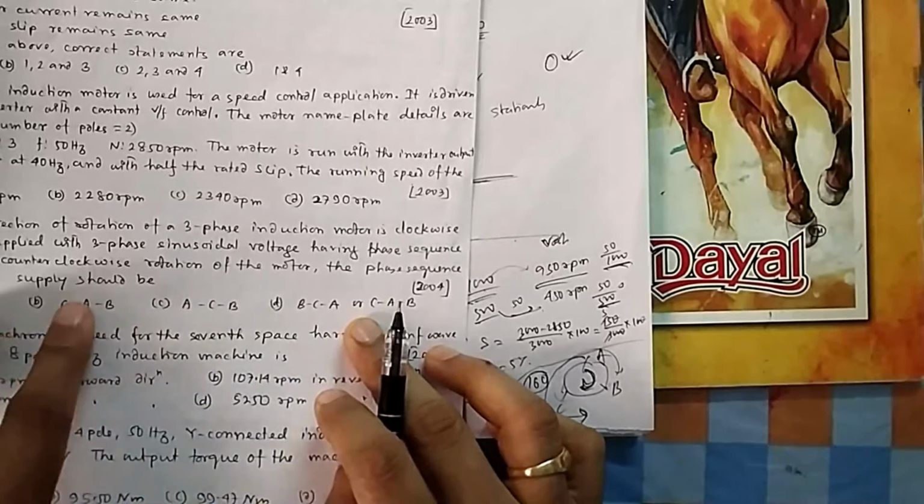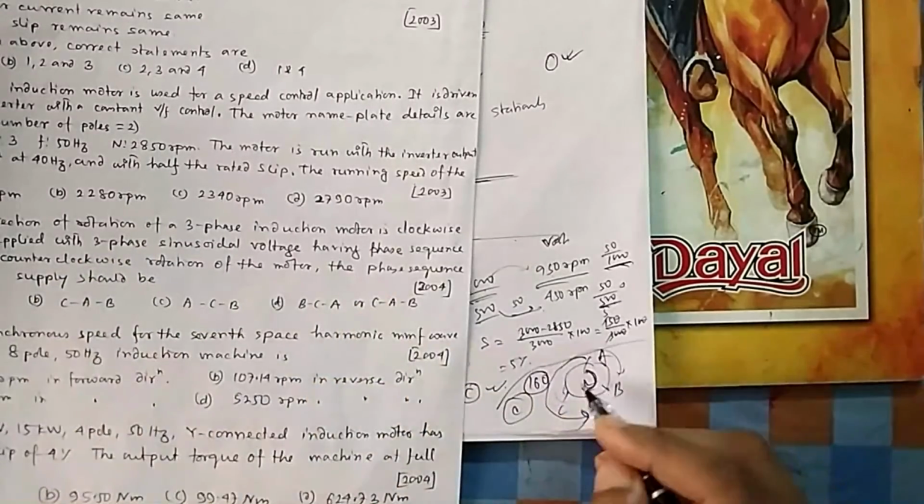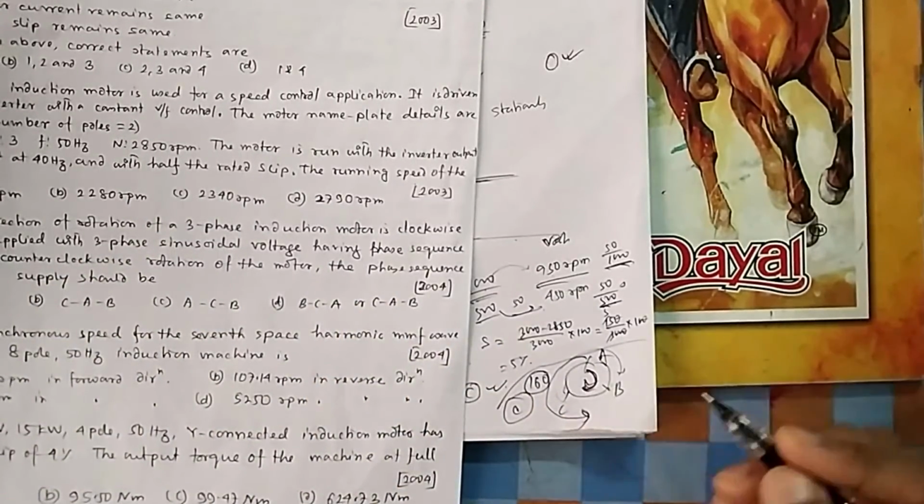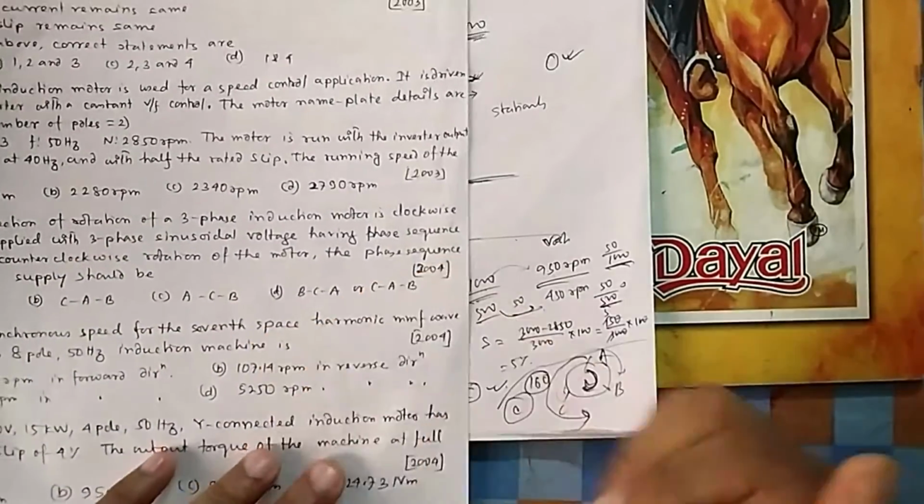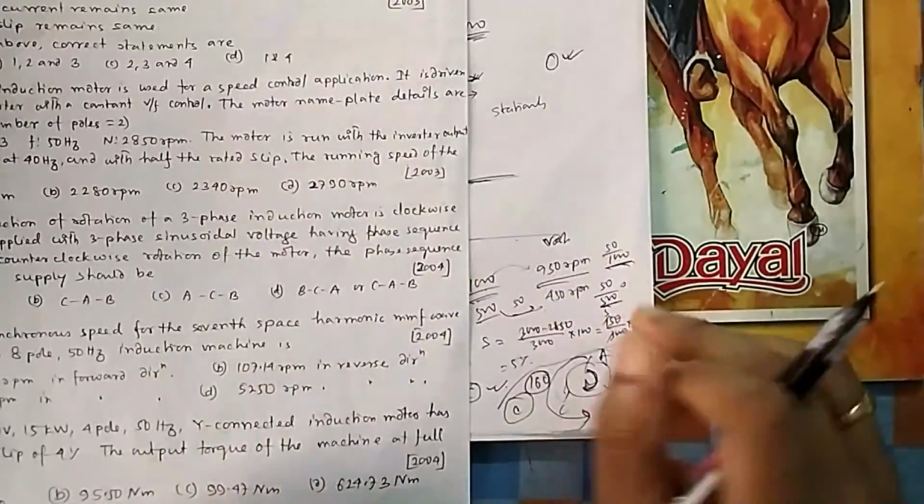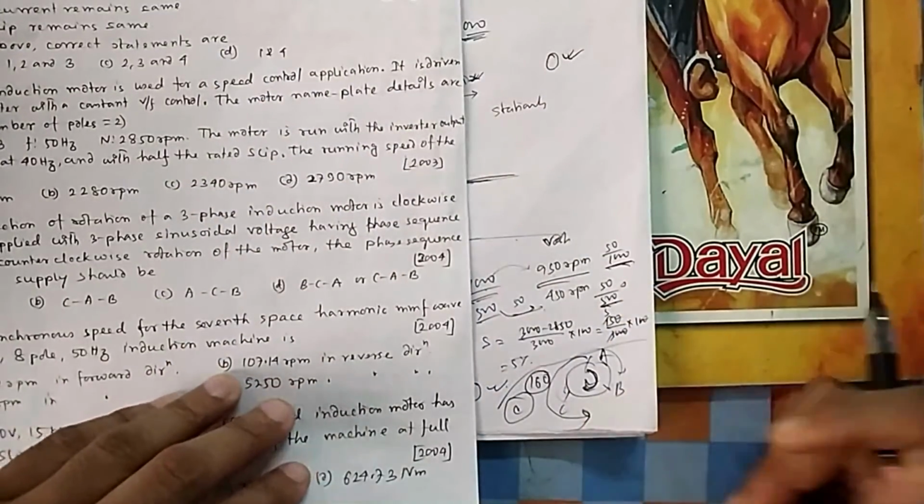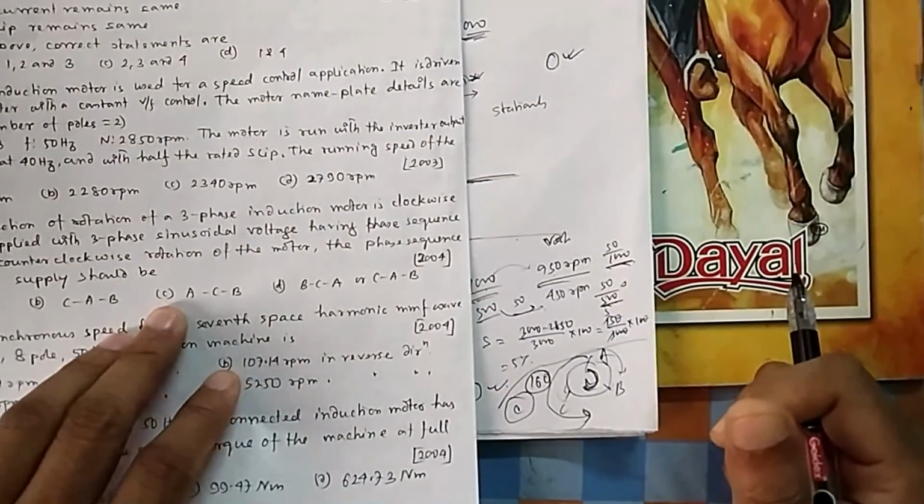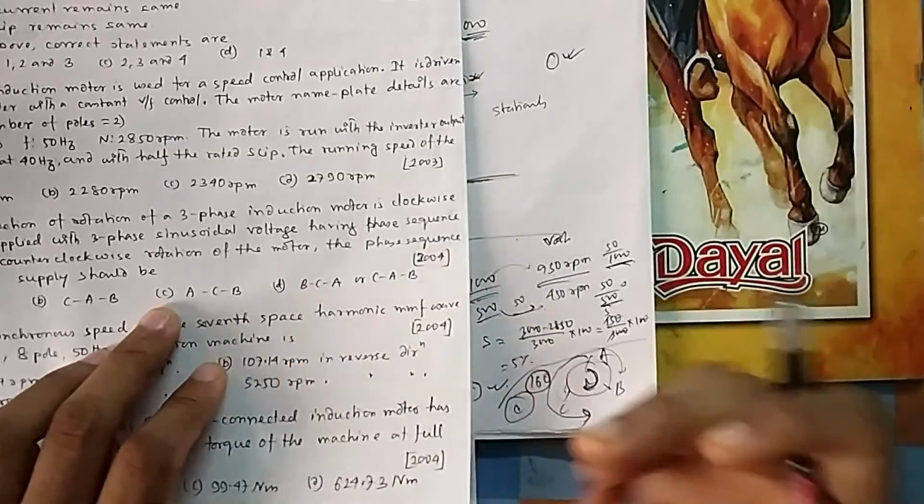D is not. Both of these have the same phase sequence as ABC. BCA is the same because it is clockwise. There are only two sequences, one is clockwise and one is anti-clockwise. You have to see which direction it is. So that's why it is option C. You have to change the direction, so you have to change the phase sequence.